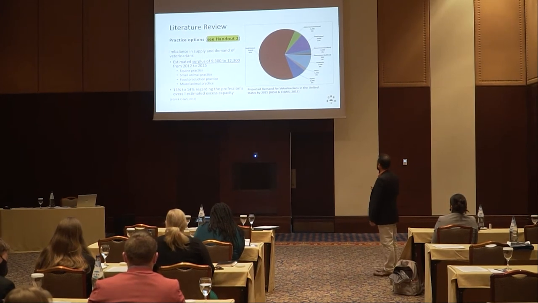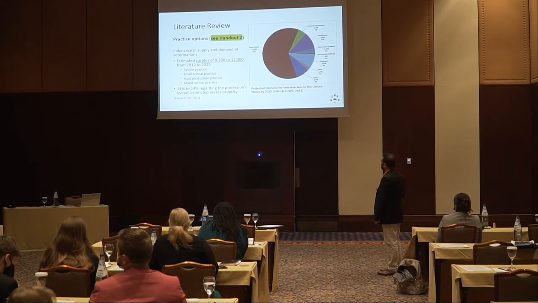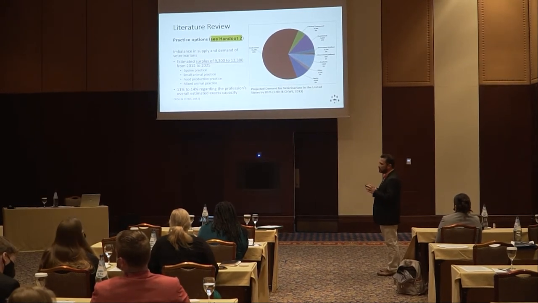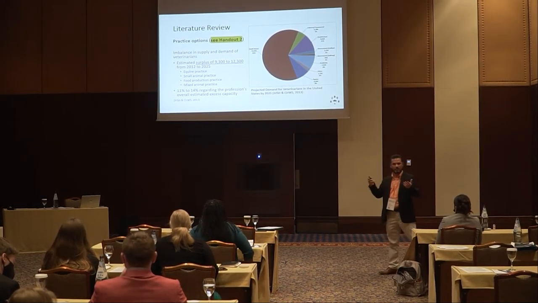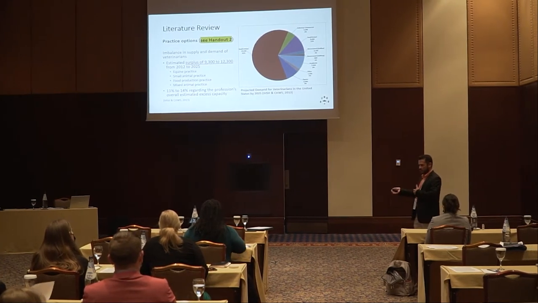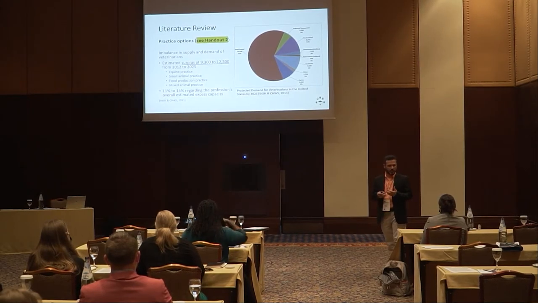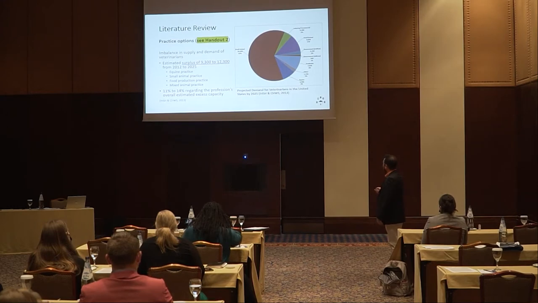So we're also talking about a surplus of about 9 to 12 thousand vets. And remember that there's an imbalance. We have a lot of vets wanting to do companion animals, and we don't have a lot of vets wanting to do rural practice. So that represents about 10 to 15% of the profession's capacity.